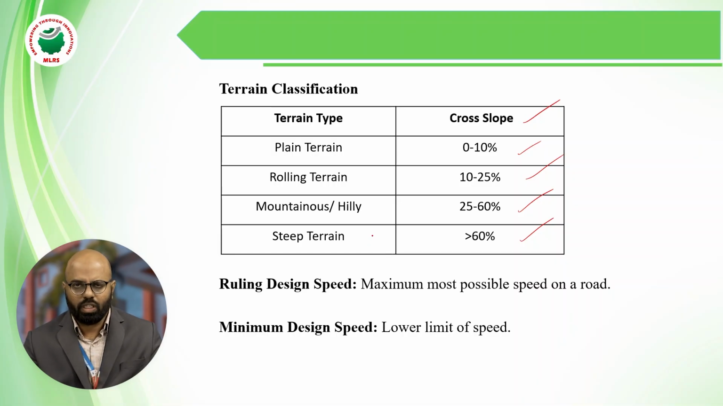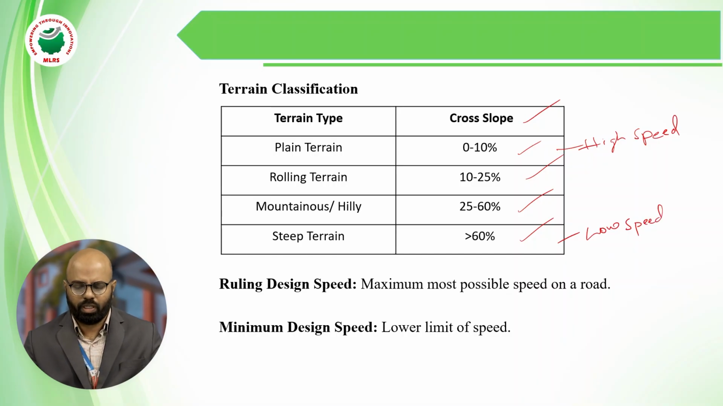Here also, if you observe, for steep terrain the speed will be low, whereas for plain terrain the speed will be higher. That means here it is high speed, and here it is low speed.